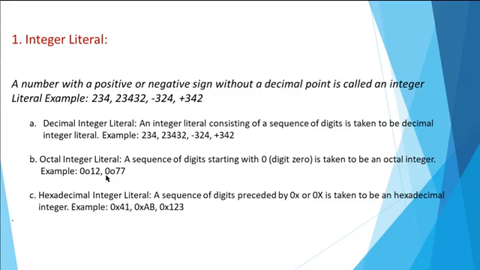0O, or say 0O12, 0O77. O stands for octal. A hexadecimal number has numbers 0 to 9. It is represented as 0x or 0X, and it has 0 to 9 numbers and A to F digits.